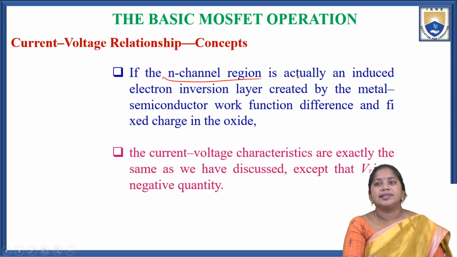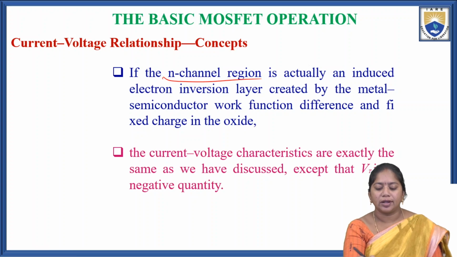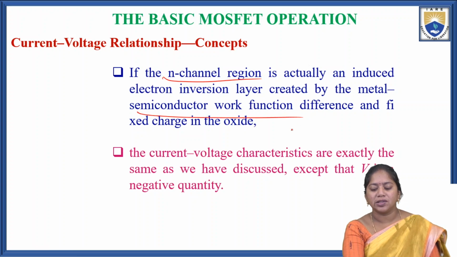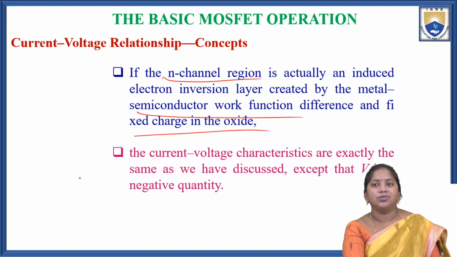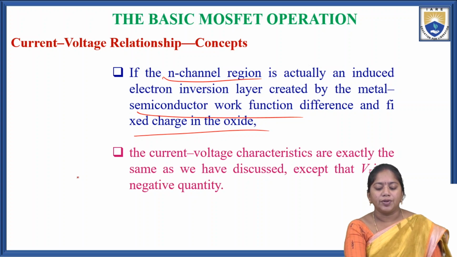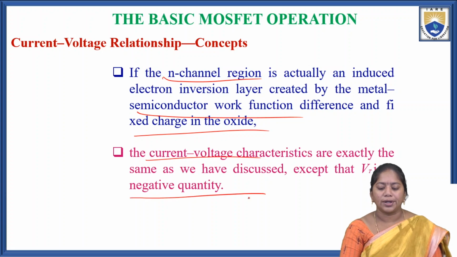The n-channel region is actually an induced electron inversion layer, which is created by the metal semiconductor work function difference and fixed charge in the oxide. So the current voltage characteristics are exactly the same as we have discussed, except that VT is a negative quantity.